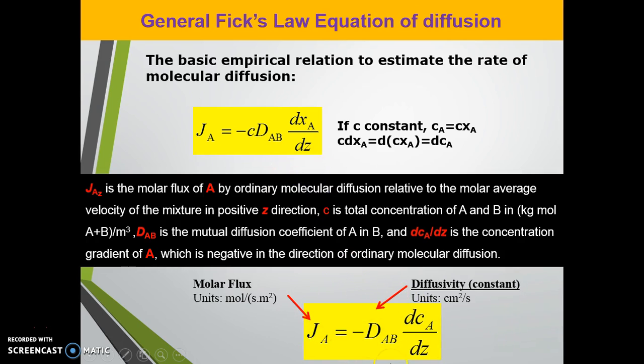So both of these equations are Fick's law. If C is constant, you can use this equation, and if C is not constant, you can use it in terms of mole fraction. It is the same equation. The unit of molar flux is mole per second meter squared, and the unit of the diffusivity coefficient is cm squared over s, or m squared over s.